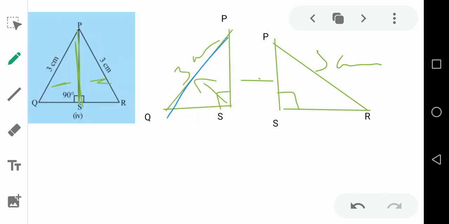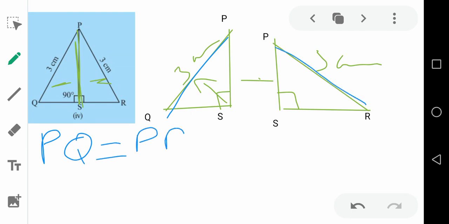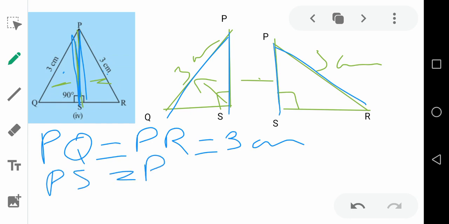So the hypotenuse is equal. So PQ is equal to PR is equal to, what is the measurement? It is 3 centimeter. So PQ is equal to PR is equal to 3 centimeter. Now you have to check any one side is correct or not. How will you check it? So you can see this side is common for both. That means here also PS, here also PS. So PS is equal to PS.